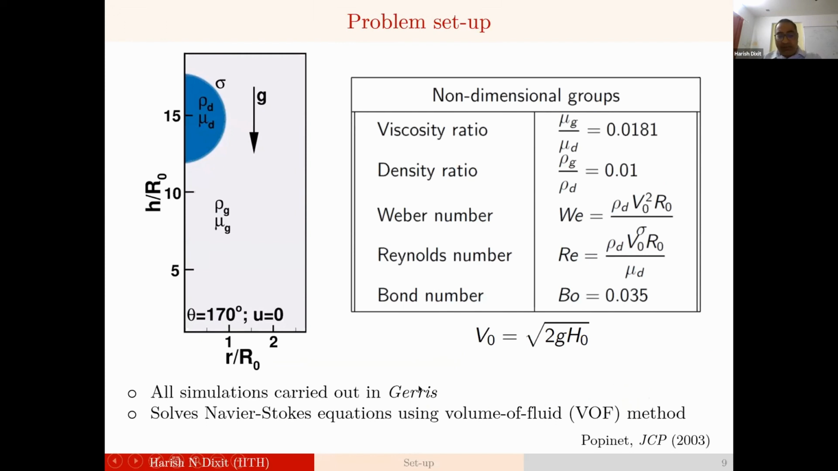All simulations were carried out in Gerris, and we've started doing some of these simulations in Basilisk, which Jacques was talking about in the previous talk. And we use the volume of fluid method. There's a very well-developed solver for these kinds of problems.